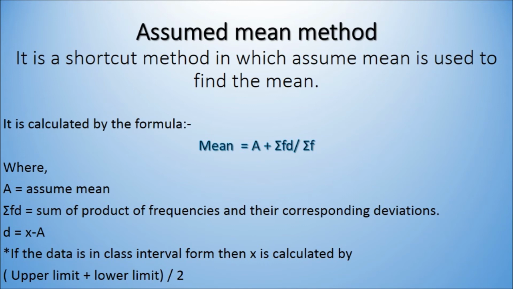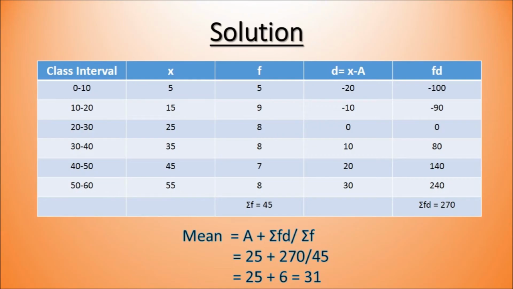In the second column we write all frequencies. In third column we calculate deviation, that is x minus a. And in the fourth column we find the product of f and d. Next, in our example, in the first column we have class intervals. Here we need to find the mid value x by the formula upper limit plus lower limit divided by 2.